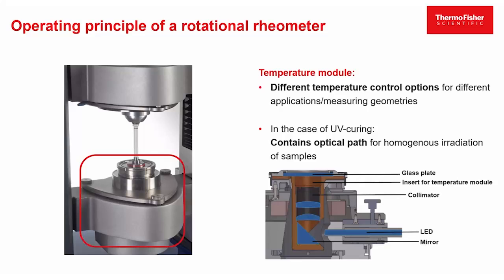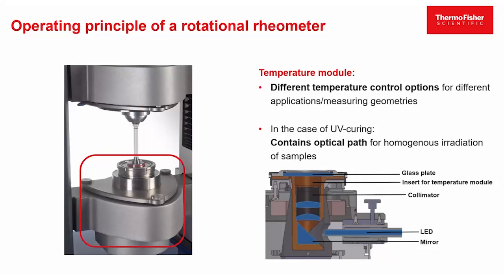When performing UV curing experiments, the setup on the lower right-hand side can be used, for example. Here we implemented an optical path containing a mirror as well as a collimator unit directly into one of our temperature modules. From the back side, there is the possibility to apply a light source, for example, a UV LED. And doing so, the UV light can be guided directly from behind throughout the optical path to a glass plate and then to the actual sample.